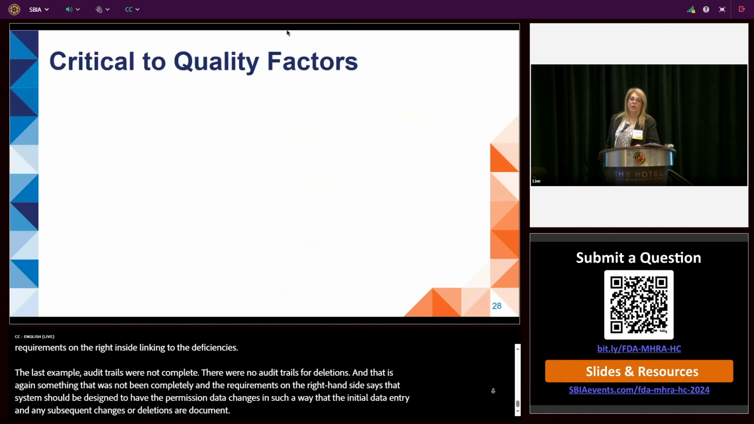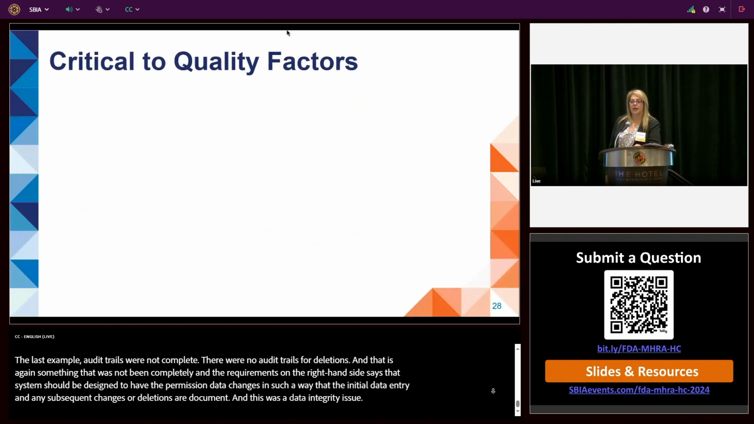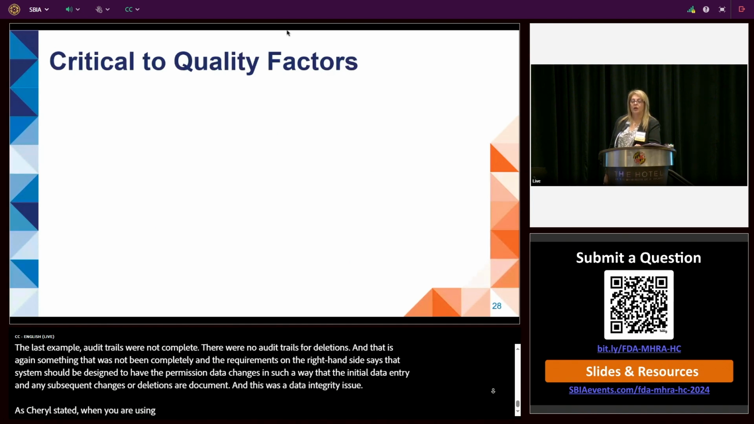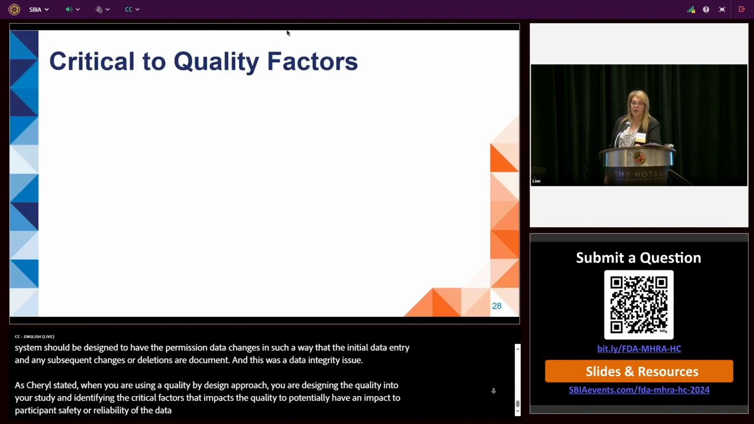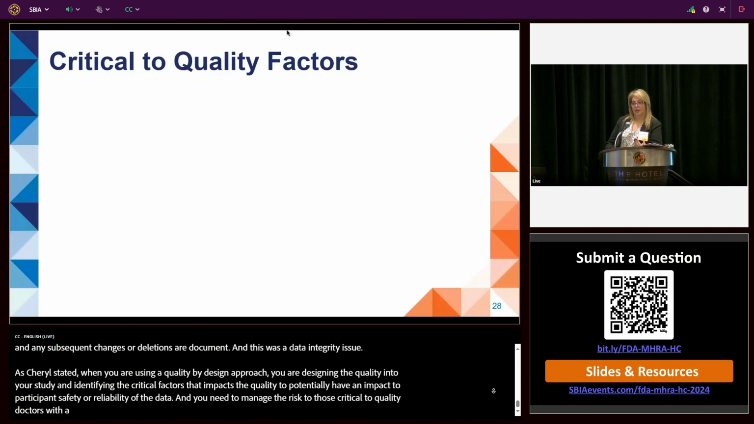As Cheryl stated, when you're using a quality by design approach, you are designing quality into your study and identifying the critical factors that could potentially have an impact on participants' safety or reliability of the data, and you need to manage the risk to those critical to quality factors with a risk proportionate approach. So to summarize, what were some of the critical to quality factors in the examples of validation deficiencies we observed?